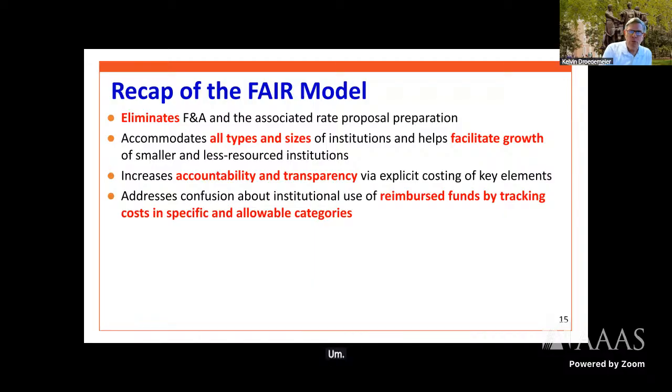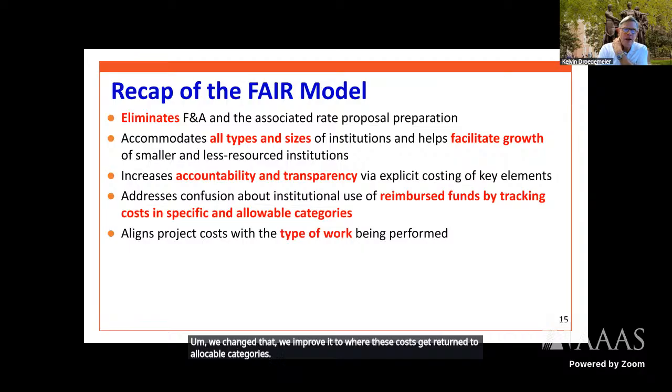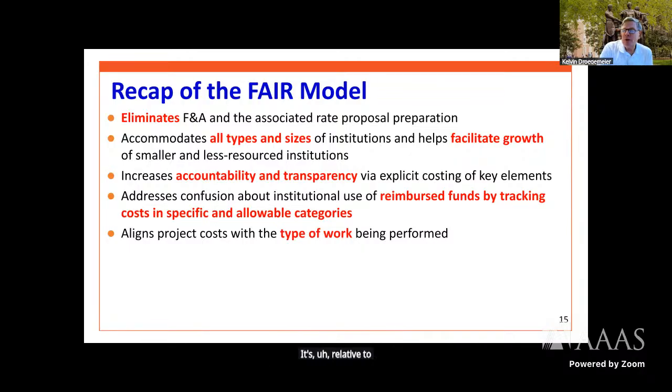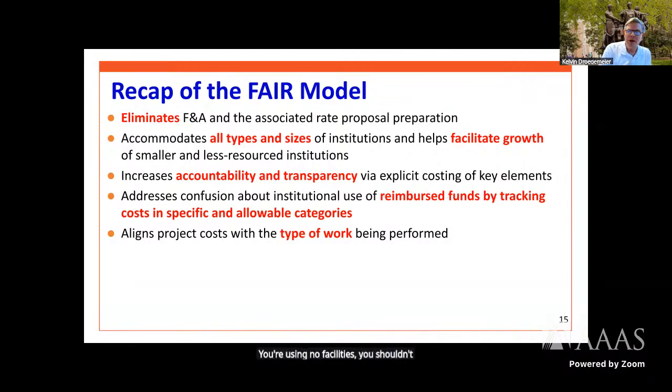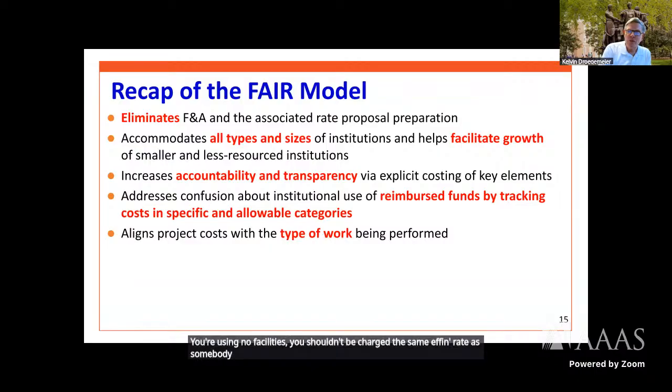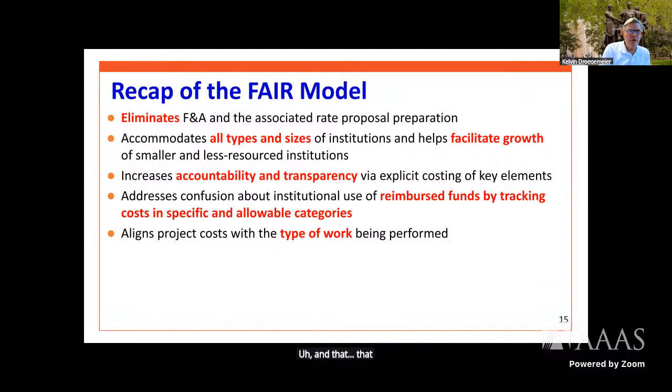We change that and we improve it to where these costs get returned to allocable categories. The costs are relative to the type of work being performed. If you're doing English research or theoretical mathematics, you're using no facilities, you shouldn't be charged the same F&A rate as somebody that's doing medical research or somebody working in high-cost engineering areas. But yet we apply the same F&A rate to everybody right now, and that doesn't make sense in 2025.